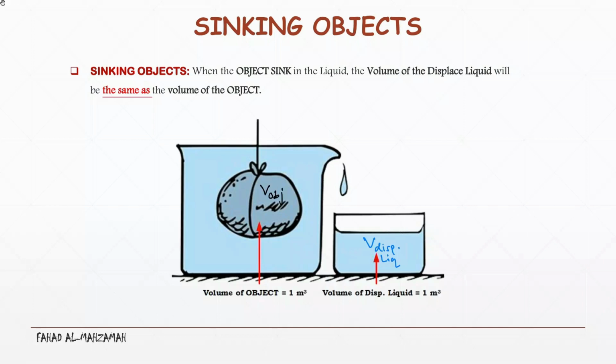Okay, so if you find the volume of the object, you can find the volume of displaced liquid and vice versa. So here in the example, the volume of the object is 1 cubic meter. Since it's totally immersed, it will displace the same volume, so the displaced liquid volume will be 1 cubic meter.